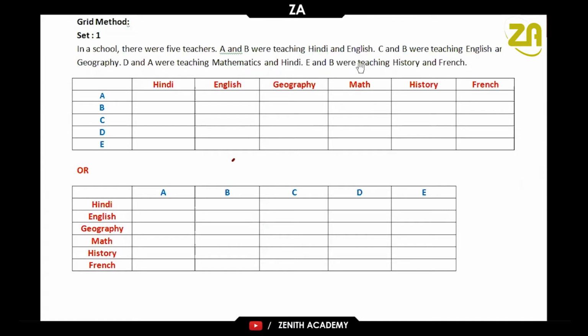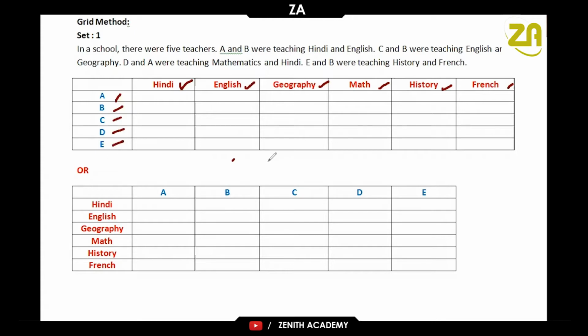In a school, there were 5 teachers, A and B teaching Hindi and English, C and B teaching English and geography, D and A teaching mathematics and Hindi, E and B teaching history and French. Okay, so on x-axis, here, subjects: Hindi, English, geography, maths, history, French. And on this y-axis, teachers: A, B, C, D, E.